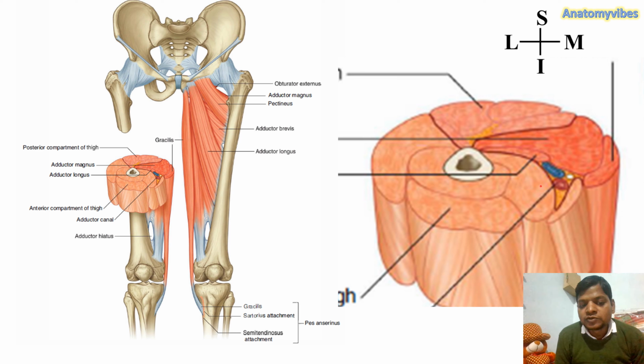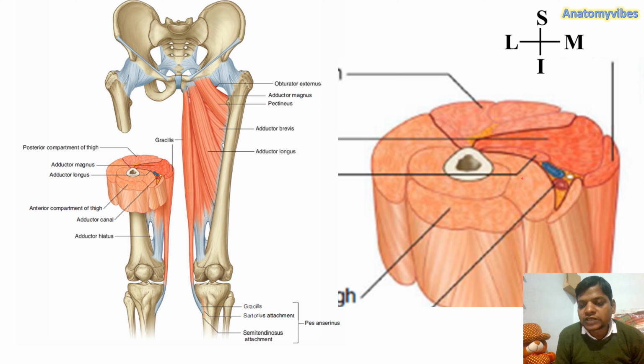So you have to understand this. This is showing the quadriceps muscle. Quadriceps muscle we have 4 in number: this is rectus femoris, this is vastus lateralis, this is vastus medialis, and this is vastus intermedius. So the 4 quadriceps muscles together form quadriceps femoris.